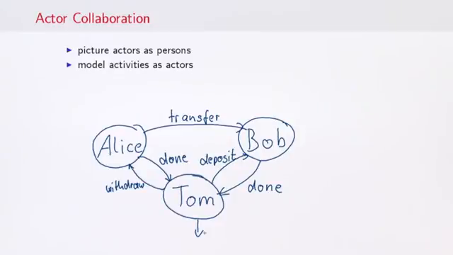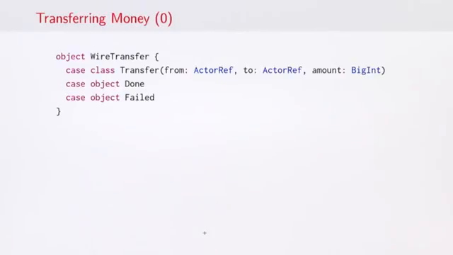How does this look like in code? Well, we need another actor. We call it wire transfer. And this one will also accept some messages. Again, in the companion object, we have the transfer case class. From is a bank account, but we only know the address. To is an address to another bank account. And amount is the amount of money which shall be transferred. This actor also can signal success and failure, and it is good to keep the message set used by one actor local to it and to keep different actors separate from each other.